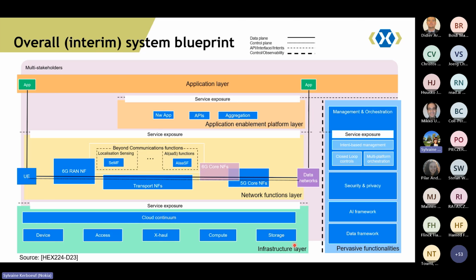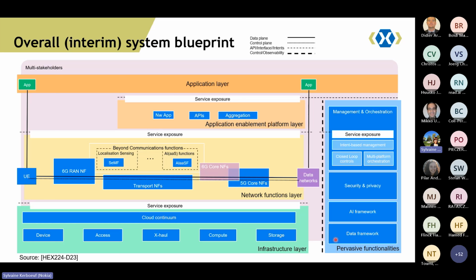Then we've got this infrastructure layer, and in this infrastructure layer, the main point is this cloud continuum, where we will have a compute continuum from device to edge and cloud. And then on the right hand side, you've got this pervasive functionality that affects all the layers, as well as the other pervasive functionality.